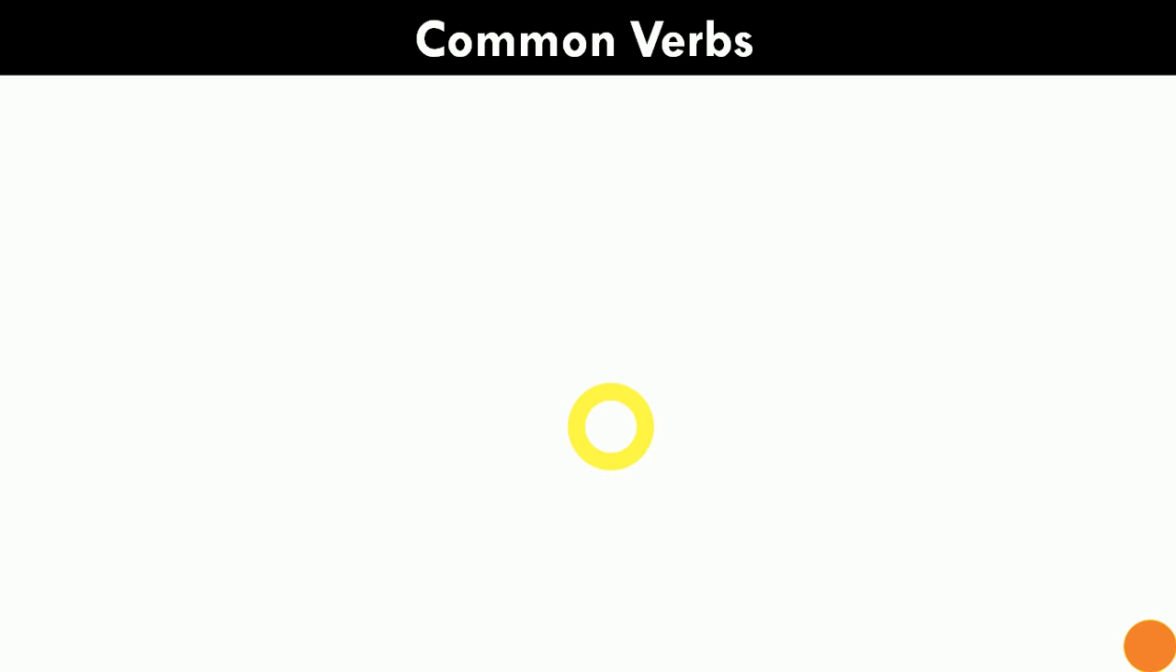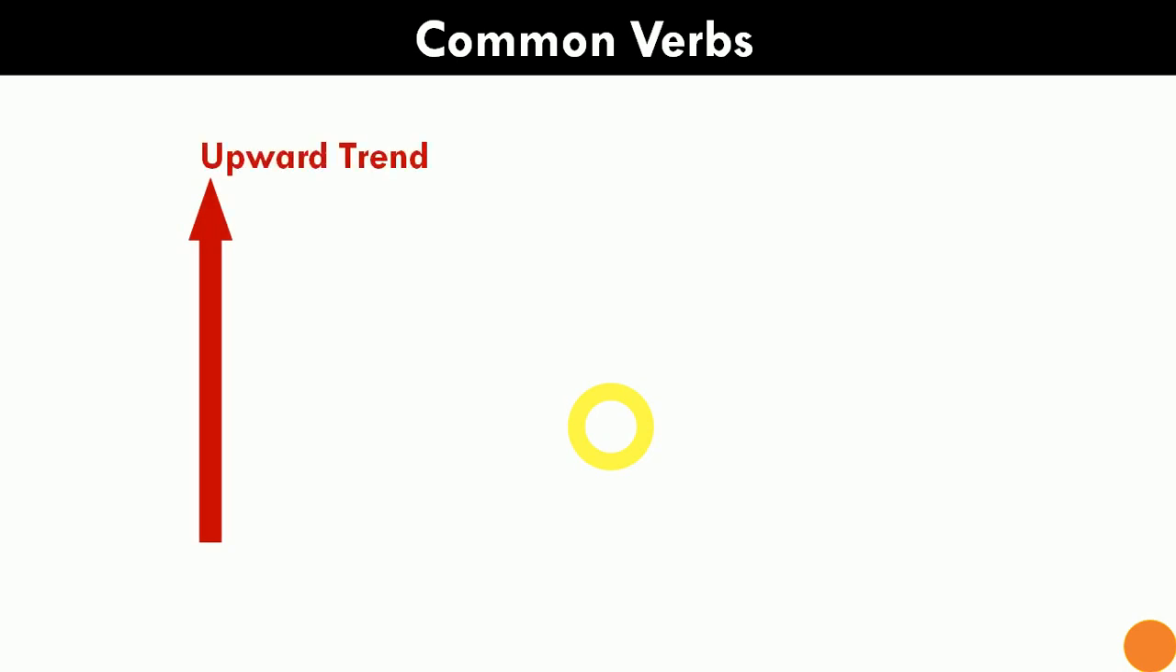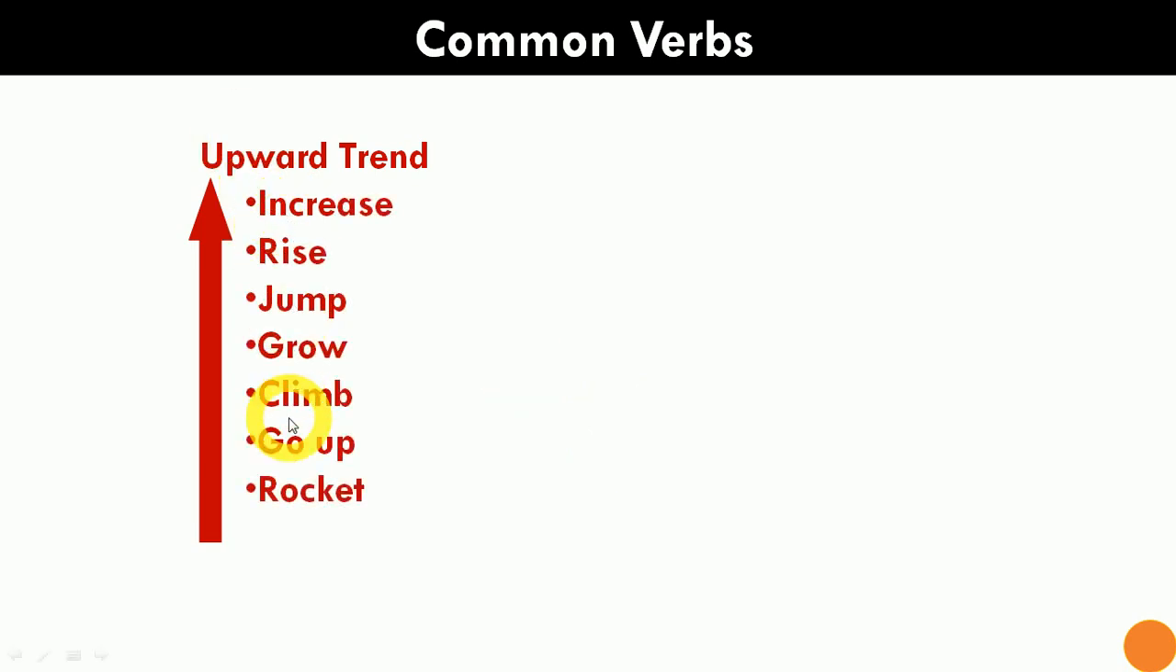Now what I see, when students are writing the answer for writing task 1, they generally keep repeating words like increasing and decreasing. So instead of repeating the same word again and again, we should try different words. We should use synonyms. If the numbers are increasing, that's what we call upward trend. For upward trend we can use increase, rise, jump, grow, climb, go up and rocket.